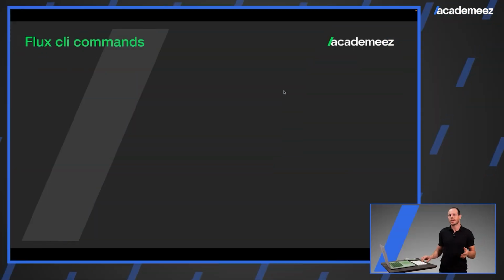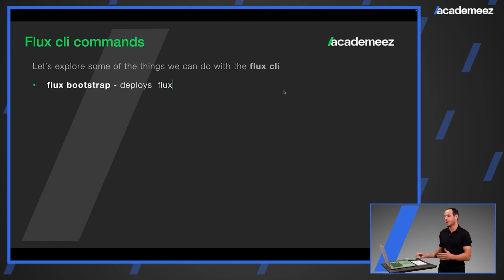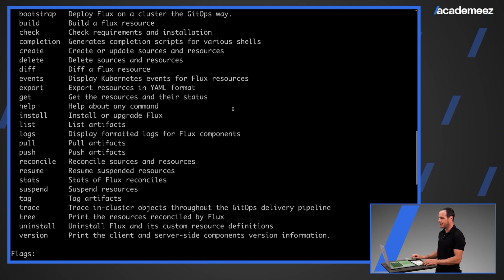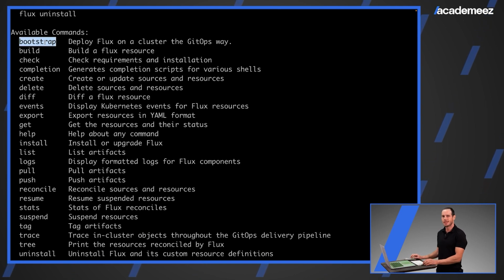After we install the Flux CLI, let's go over the popular commands of Flux CLI that you will most often use. You can examine all the commands by going to your terminal and typing flux --help. You get a list here of all the commands that Flux CLI gives you. So let's go over some of the popular ones.